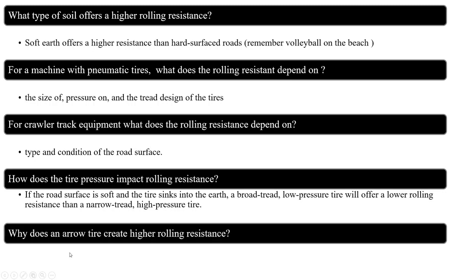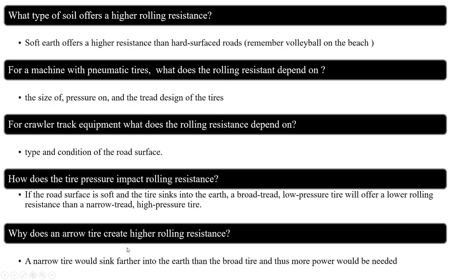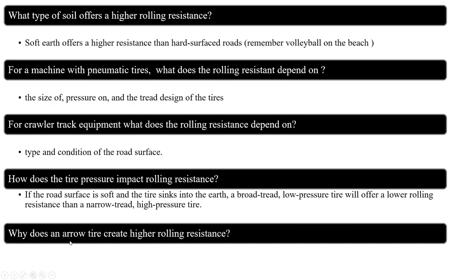How does a narrow tire create higher rolling resistance? What do you guess? Can you guess the answer to this question? Do you think narrower tires generate a lower rolling resistance, or do you think thicker tires will generate a lower rolling resistance?